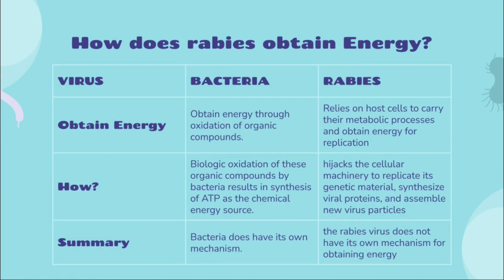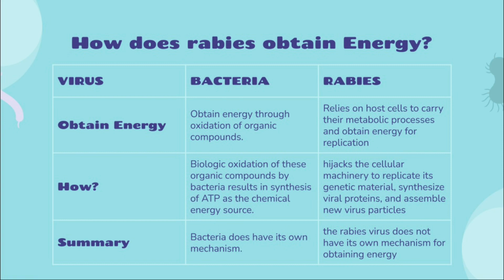So, the rabies virus, like all viruses, does not obtain energy in the same manner that living creatures do. Viruses are classified as obligate intracellular parasites, which means they rely solely on host cells to carry out metabolic functions and generate energy for replication. After infecting a host cell, the rabies virus uses the cellular machinery to duplicate its genetic material, synthesize viral proteins, and assemble new virus particles.